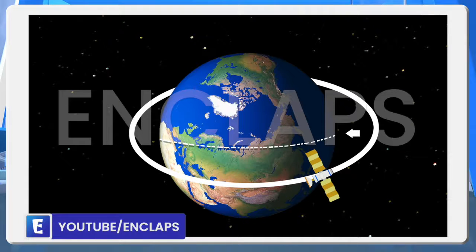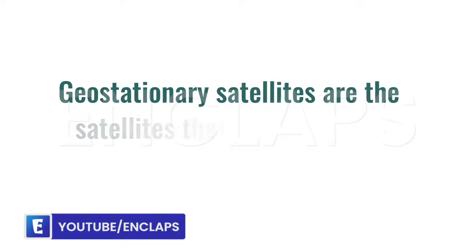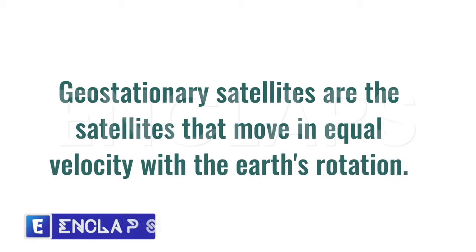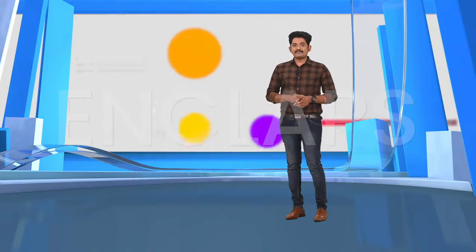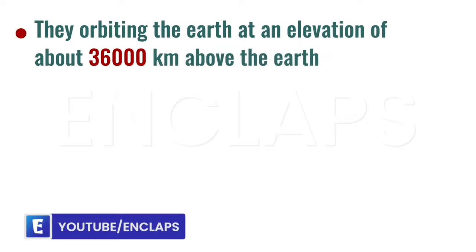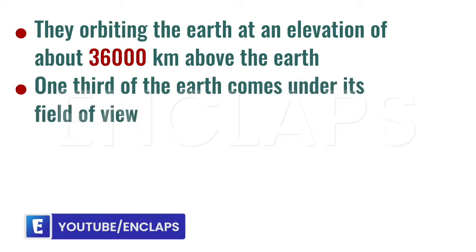What are geostationary satellites? Geostationary satellites are the satellites that move at equal velocity with the Earth's revolution or rotation. The features of these satellites are: first, geostationary satellites orbit the Earth at an elevation of about 36,000 km above the Earth. 1/3 of the Earth comes under its field of view.